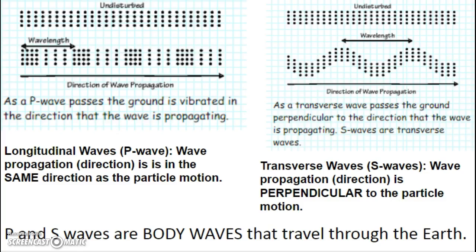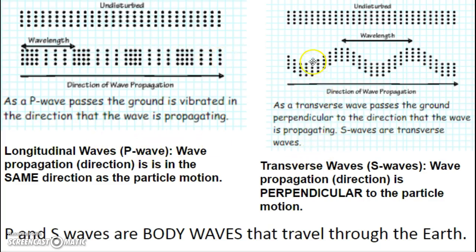So here goes. First off, we need to make sure we understand what a longitudinal wave is, which we're going to call a primary wave. It's simply saying that the wave propagation or direction is in the same direction as the particle motion. That means an oscillation is going to be in the same direction. It's going to be left and right as the wave travels from left to right. So we define that as a primary wave.